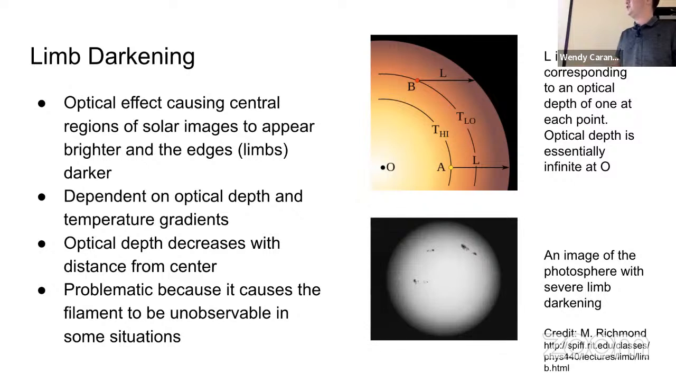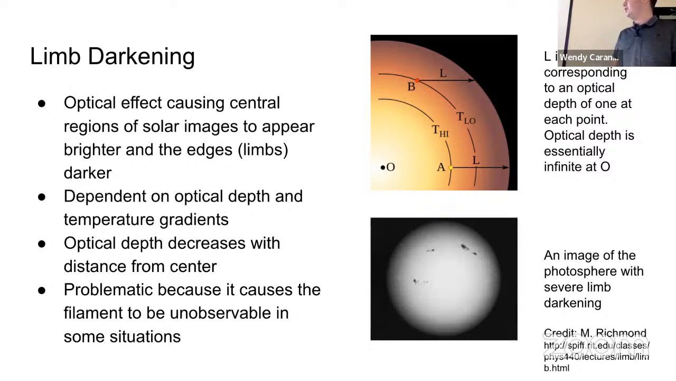This just happens because of optical depth and the temperature gradients in the sun. Actually, it doesn't just happen for the sun, it happens with all images of stars too. But definitely in the sun, the optical depth decreases as you go radially outward. It's essentially infinite at the center, this point O, and then it decreases exponentially as you get to the edge, and then eventually at the edge it'll be 0. So it causes the outsides to appear very dark and the insides very bright.